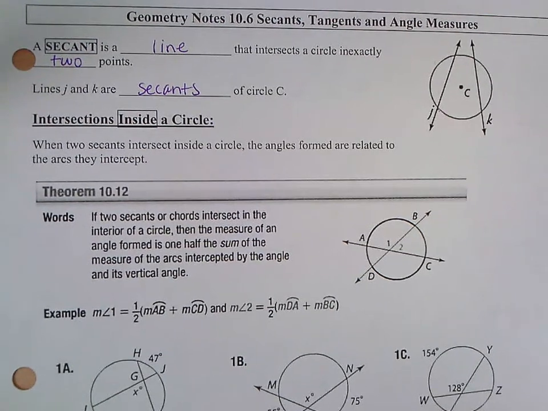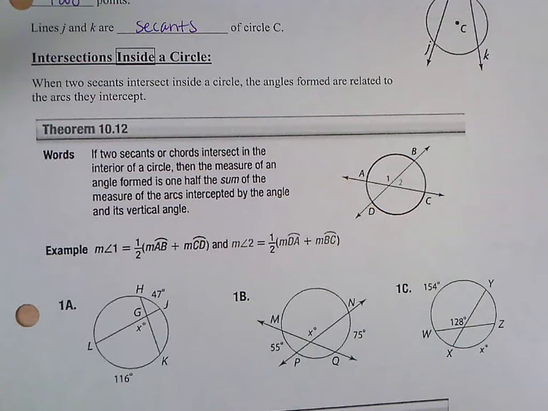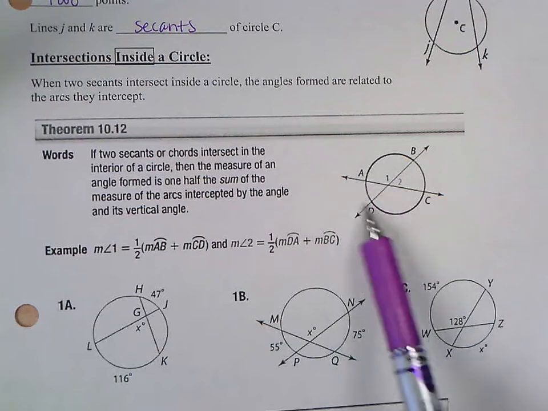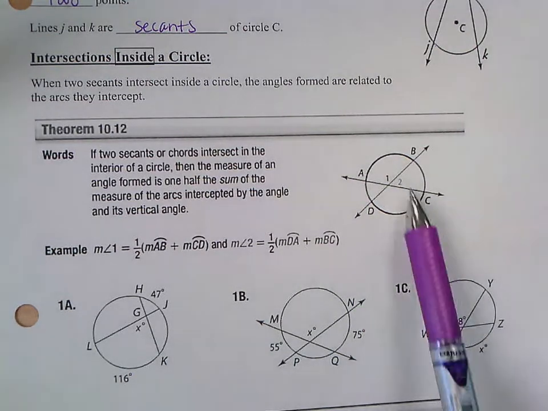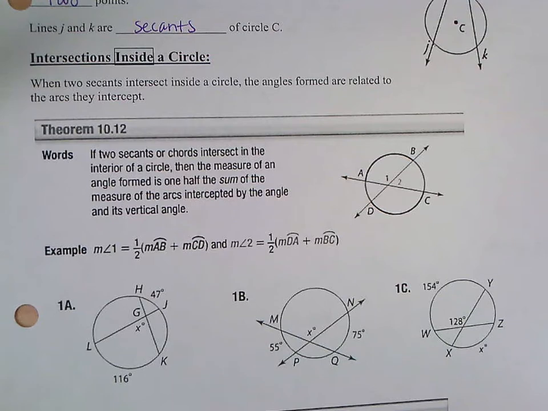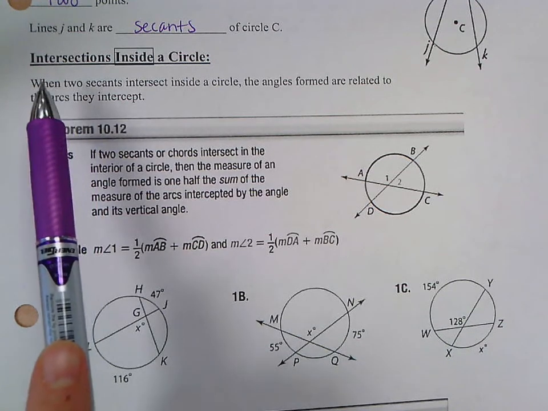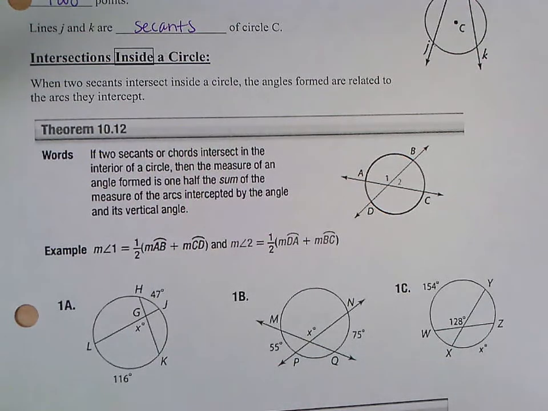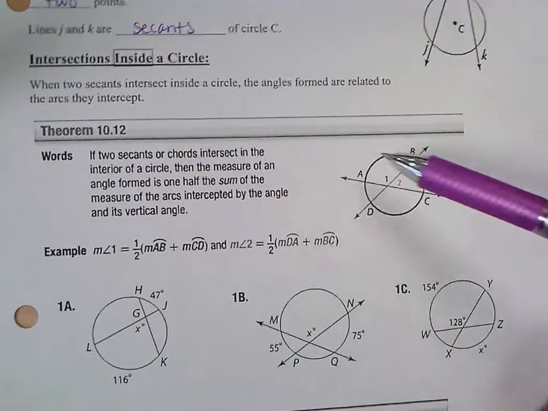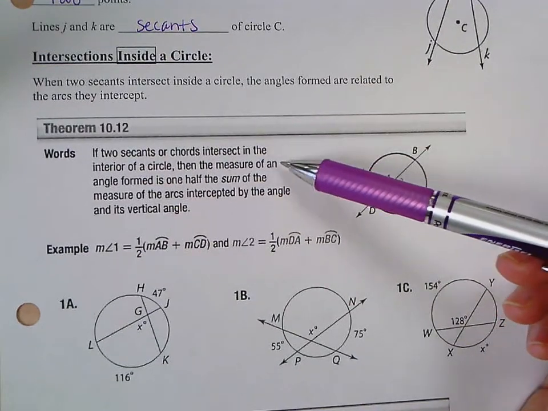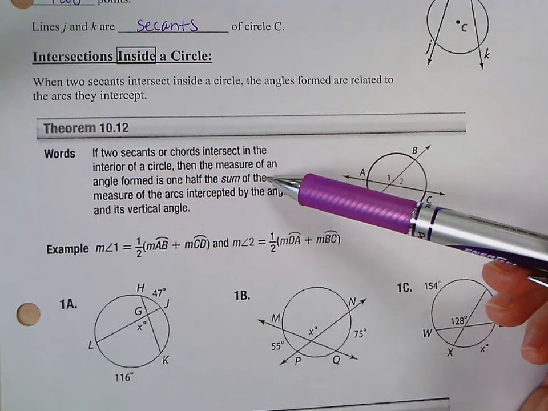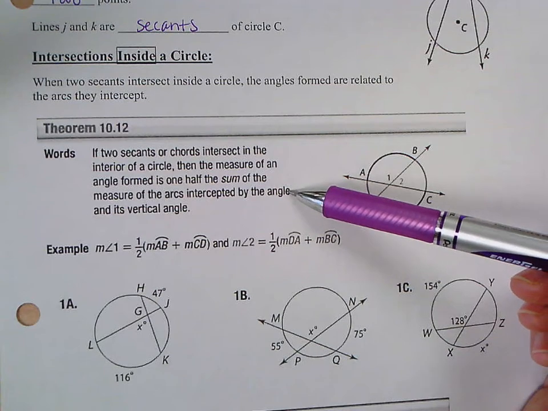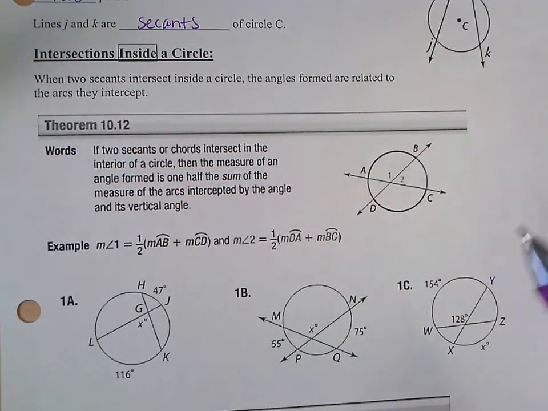So for intersections inside of a circle, when 2 secant lines intersect in a circle, the picture would look like this. And notice that intersection is not necessarily at the center. It says when 2 secants intersect inside a circle, the angles formed are related to the arcs they intercept. In words, that means if 2 secants or chords intersect in the interior of a circle, the measure of an angle formed is 1/2 the sum of the measure of the arcs intercepted by the angle and its vertical angle.